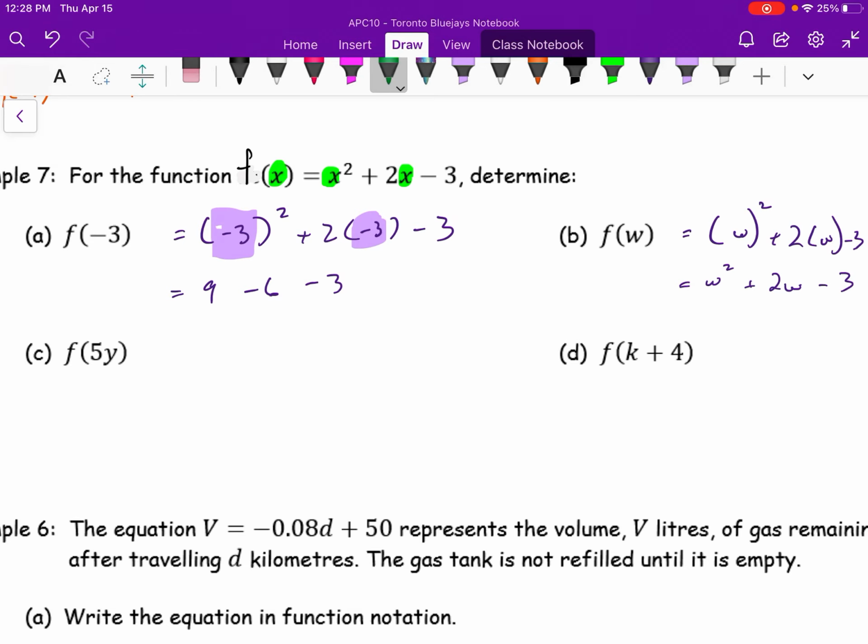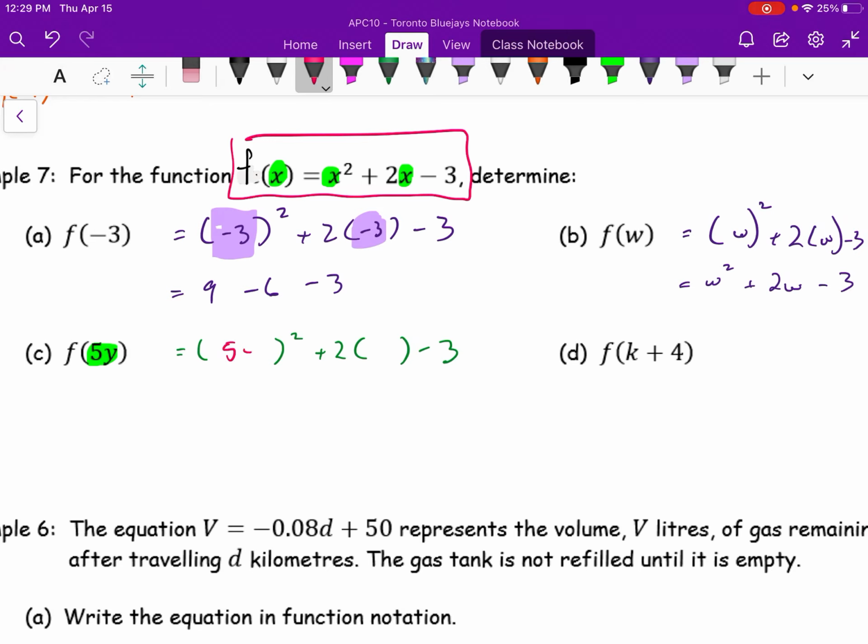So the f of 5y. So it's my input squared plus 2 times my input minus 3. Here my input is 5y. So I'm considering the rules set out by the functional form. And now I'm just going to write 5y wherever my input goes. So 5y squared is 25y squared. 2 times 5y is 10y minus 3.